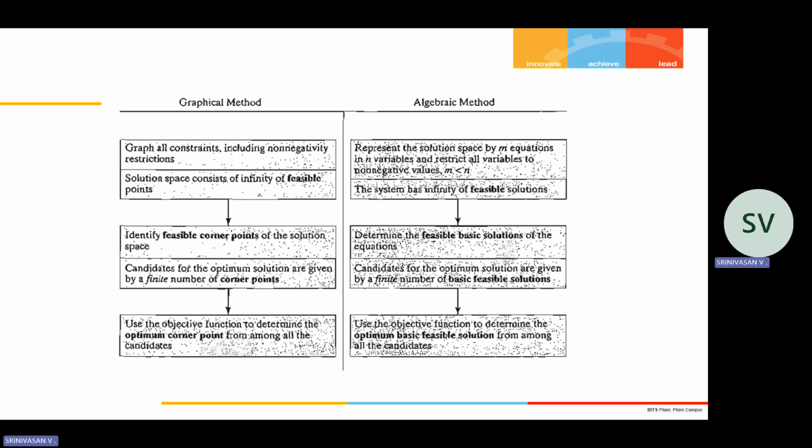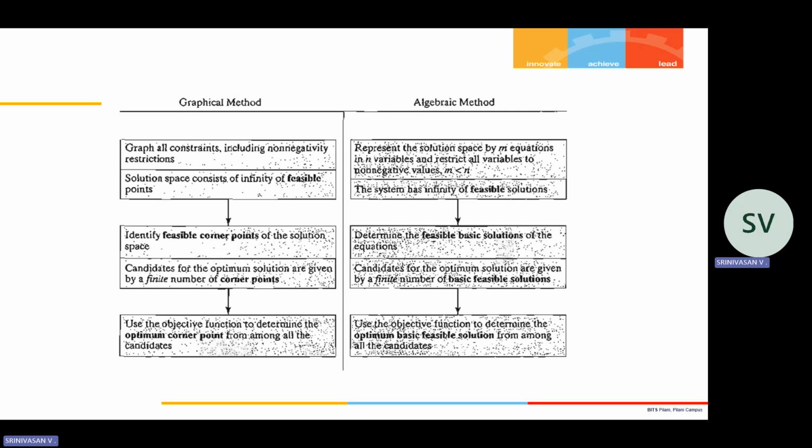Represent the solution space by M equations in N variables and restrict all variables to non-negative values. The same idea. The system has infinite number of feasible solutions. Determine the feasible basic solution of the equation. Here, in algebraic method, the main thing is that you are going to do iterations in terms of tabular columns, where you will be finding basic solutions and feasible basic solutions, that is, basic solutions that satisfy all the constraints.